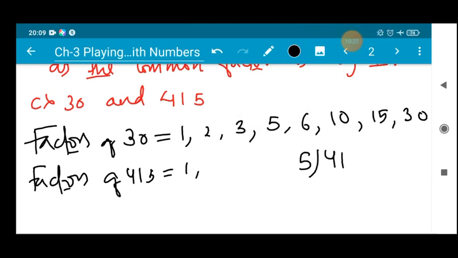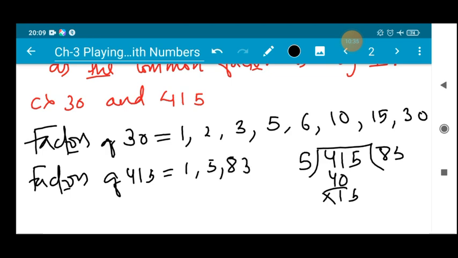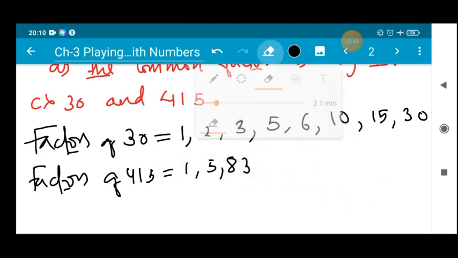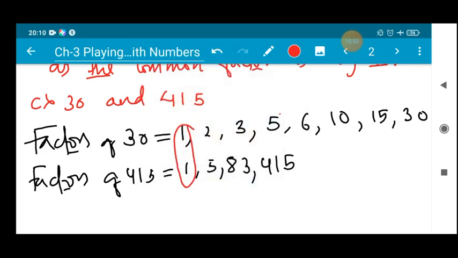I think 5 can divide because the last digit is 5. Yes, 5 times 83 is 415. Now I don't think any other number can divide, so let me write 83 and 415. Okay, so here the common factors between them are 1 and 5, and no other number, right?